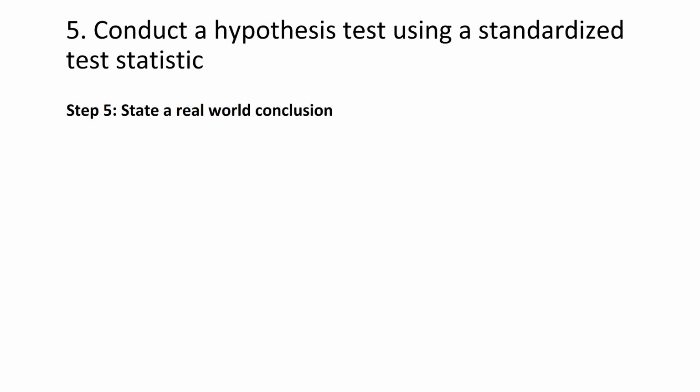And Step 5, state a real-world conclusion. This is where we go back to the original research question and state whether or not we have evidence of the hypothesized difference. Again, this is using the same rules that we learned in Lesson 5.